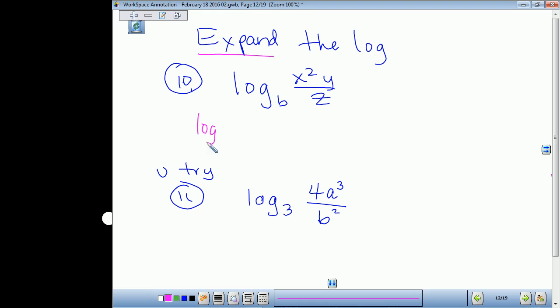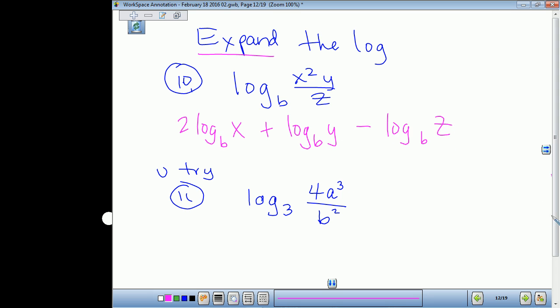So this becomes log base B, with a 2 in front, an X there. That's a good question. Does it matter what order you put them? It doesn't. These two could be in either spot.